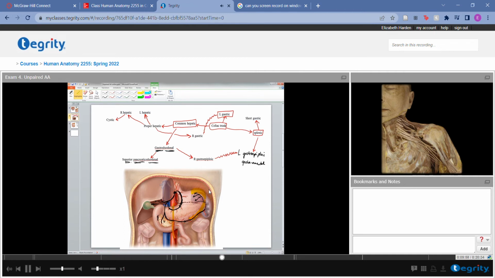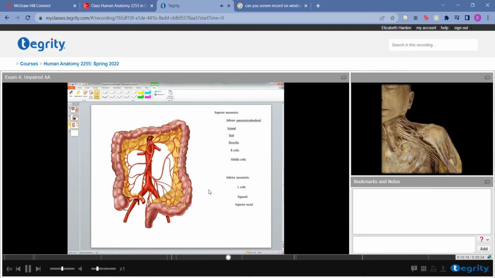Let me get a blue highlighter here. This vessel here actually comes off, here's my celiac trunk. It's not very far below the celiac trunk that the superior mesenteric artery comes off. So that's what we're going to talk about next, our superior mesenteric artery.